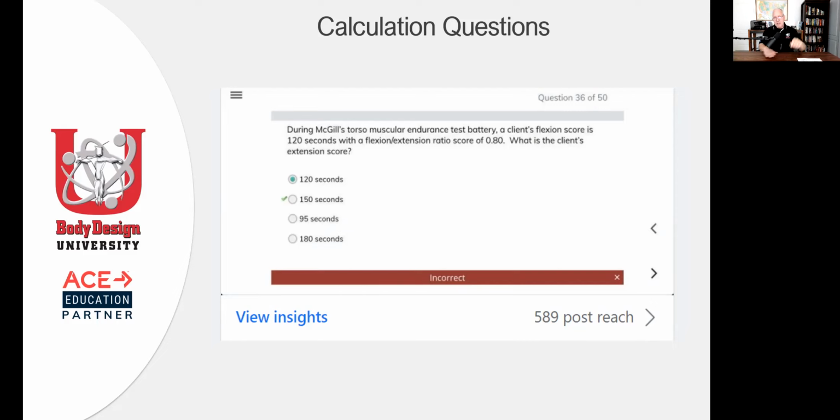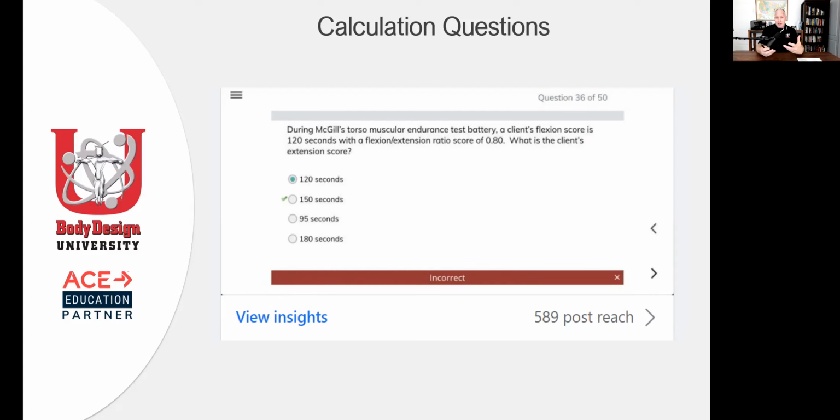So the flexion score is 120 seconds, and the flexion extension ratio score is 0.8. Now, if you know the test and you understand what the ratios are asking, your answer is literally right in front of you. If the flexion over extension ratio, so the flexion score over, remember, that's the numerator. Remember this from high school math. You have a ratio, which is basically just a fraction. The numerator on top, denominator on the bottom. If 120 is on top, that's the flexion score. And the extension score, which you don't know, is X, that's equal to 0.8.